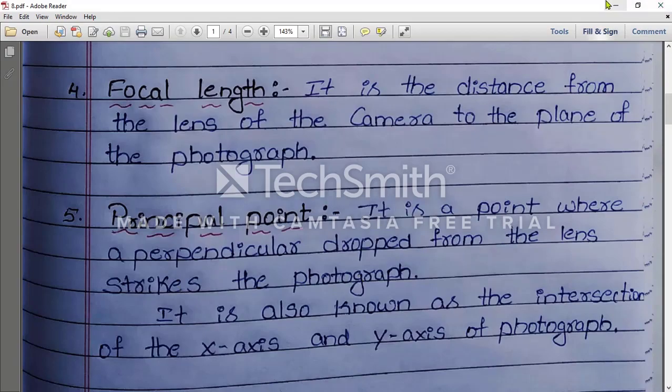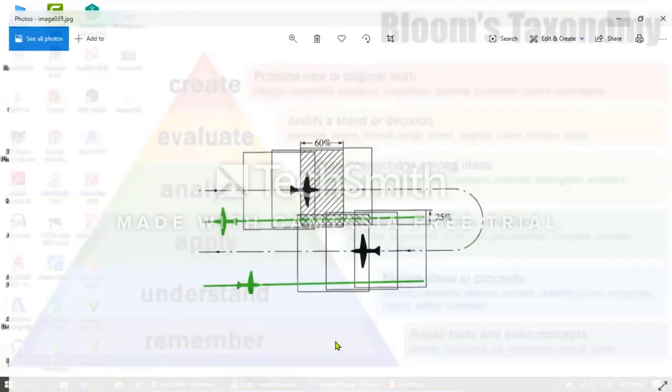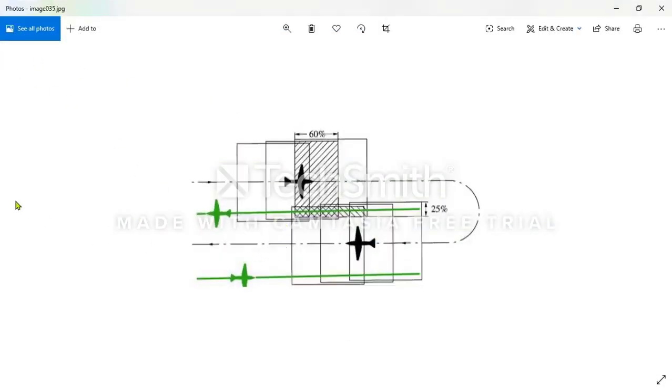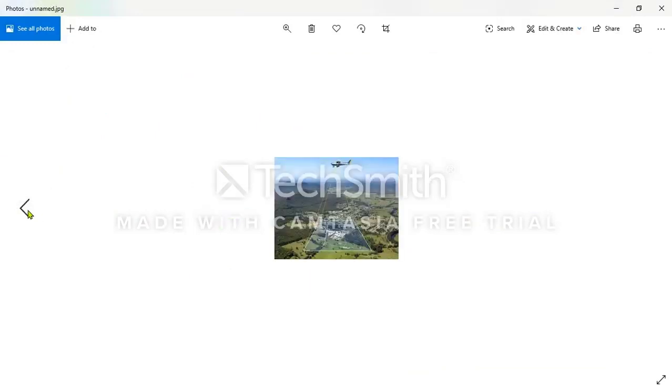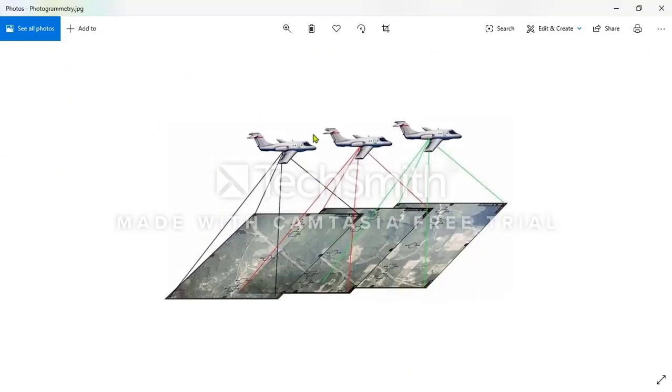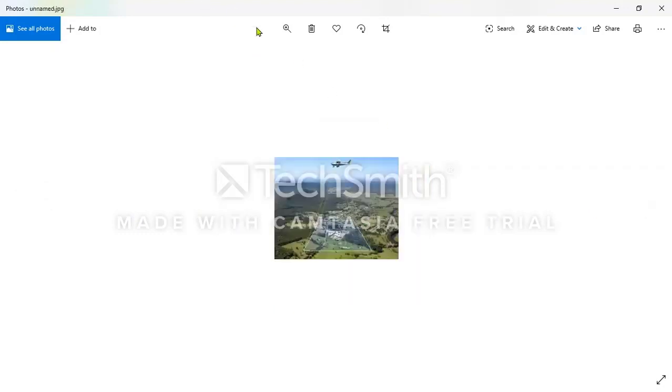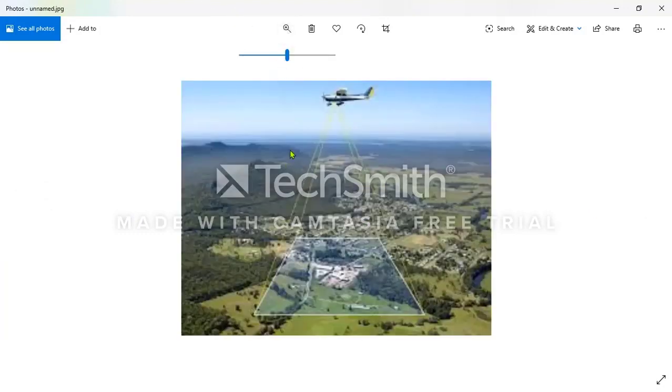So when you take a photograph, see, in this one you can see the camera is fixed here, right? So from the lens, when you drop a perpendicular, it exactly intersects the midpoint of this total photograph, right? That midpoint is called the principal point.